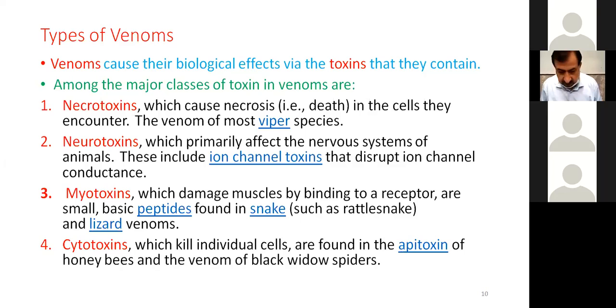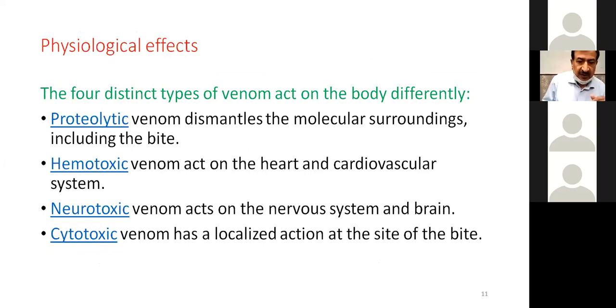What are the physiological effects? There are four distinct types of venom that affect the body differently. Proteolytic venom dismantles the molecular surroundings, including at the bite. Hemotoxic venom acts on the heart and cardiovascular system. Neurotoxic venom acts on the nervous system and brain. Cytotoxic venom causes a local infection at the site of the injury.